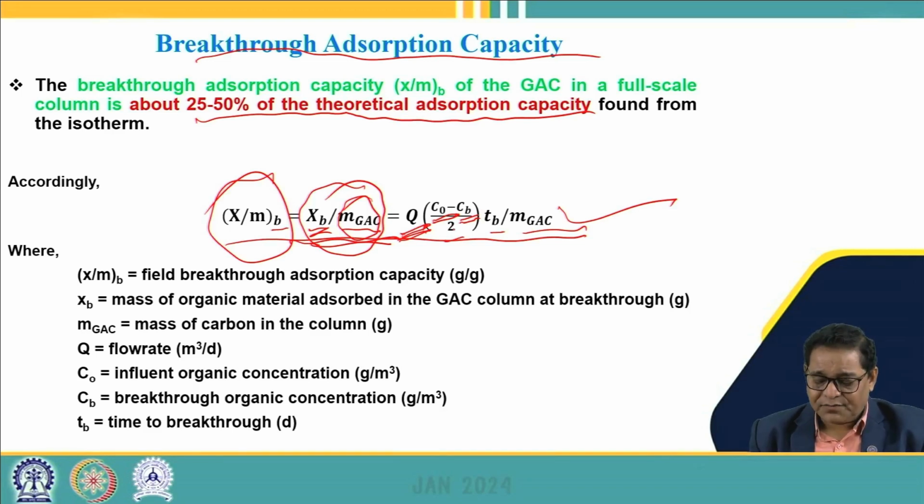So the average of the two, C0 minus Cb divided by 2, has to be taken, and then it has to be multiplied with the time of breakthrough, and then by using this equation we can find out what is the breakthrough adsorption capacity.